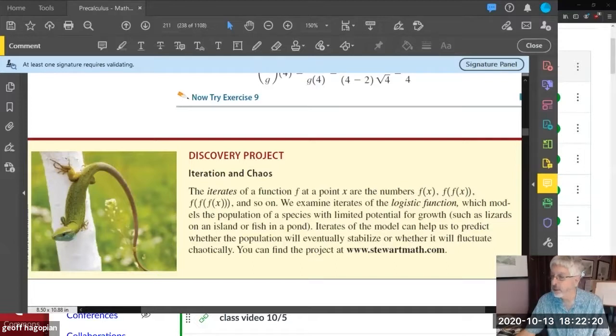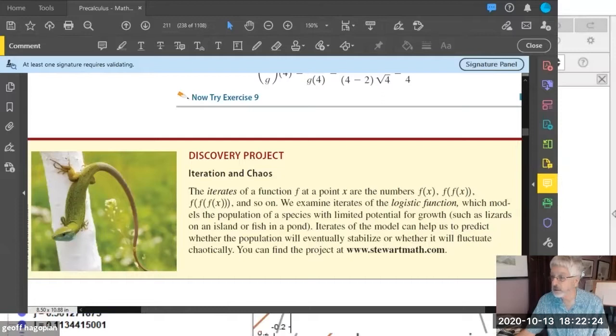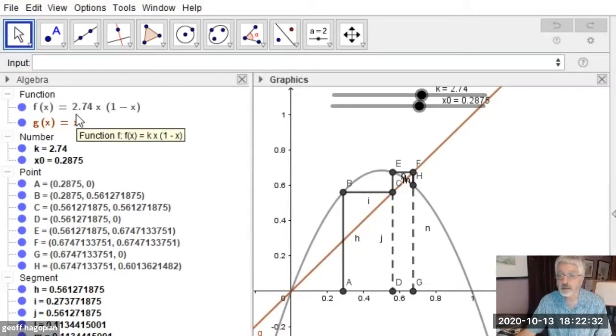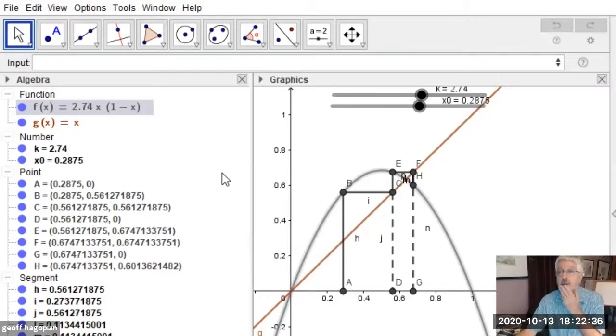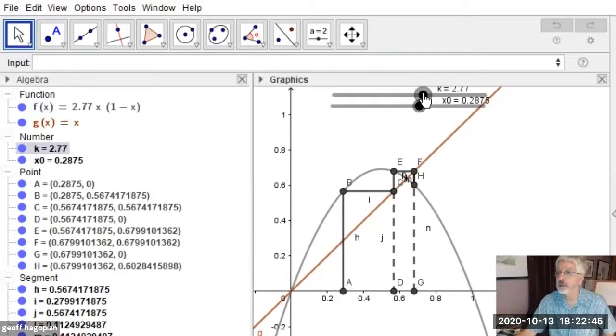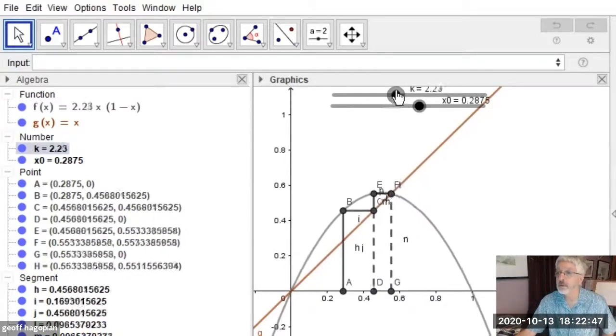Let's go to GeoGebra to see what we were playing with last time, right? We were constructing this thing, and what do we got here? Our original function has k times x times 1 minus x, and here k is defined by this slider, right? Shall we make k equal to 2?